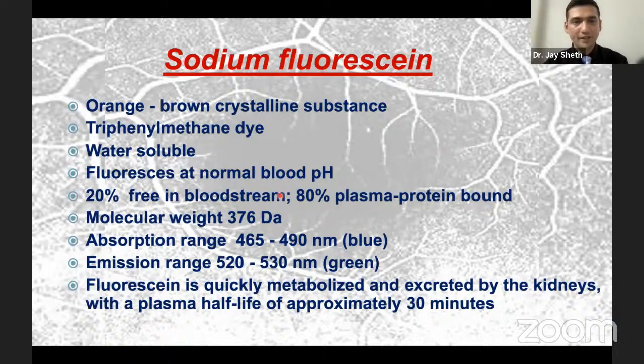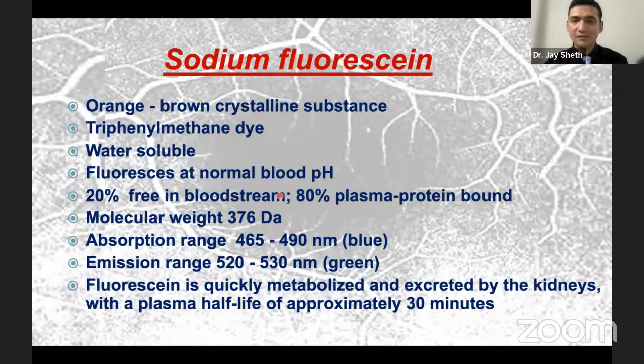The molecular weight of sodium fluorescein is 376 Daltons. The absorption range is in the blue wavelength, ranging from 465 to 490 nanometers, and the emission range is from 520 to 530 nanometers, which is a very small range for emission. One very important thing to note is that fluorescein is very quickly metabolized and excreted by the kidneys.